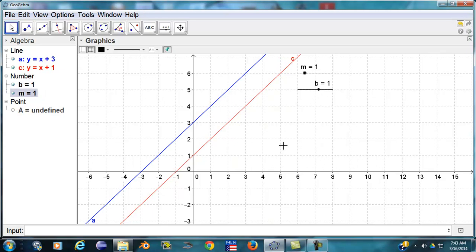So when we look at these lines, if the slopes are the same, so both lines have a slope of 1, we see that they are parallel, and there will be no solution.